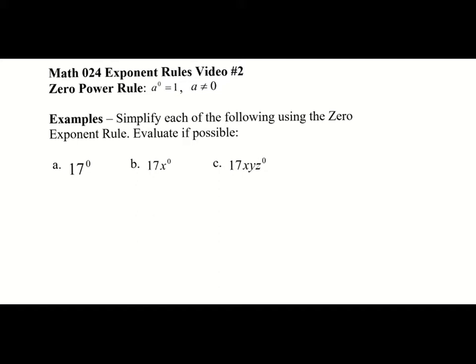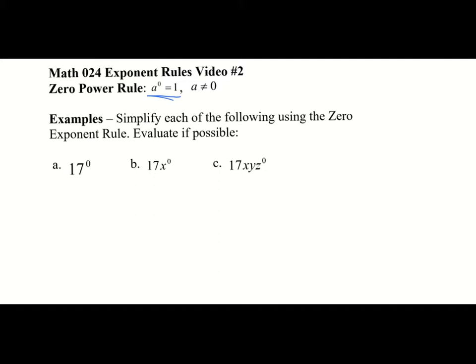So for the zero exponent rule. The zero exponent rule says if you have any base raised to the zero power, it's always going to equal 1 as long as the base is not 0. So if it's 0 to the 0 power, it's undefined. But a to the 0 power, so any number other than 0 or variable raised to the 0 power always equals 1. And you're probably like, well, why is that? I'm going to show you why it is.